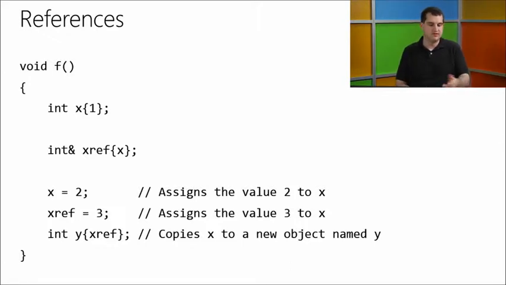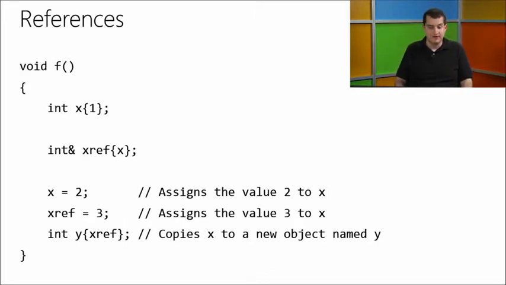So for example, we can still use x. We can assign the value 2 to it, and the value will change. But we can also use xref. We can assign 3 to xref, which will actually change x to have the value 3. Further, we can use it as an initializer for y. So it's as if anywhere we were saying xref, we're actually saying x. So why is this useful?